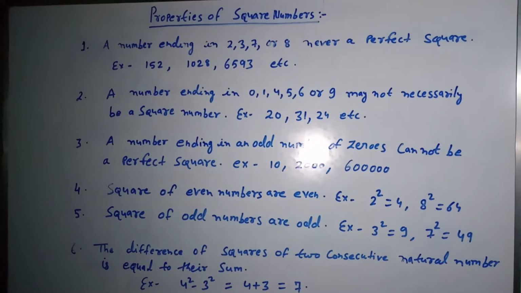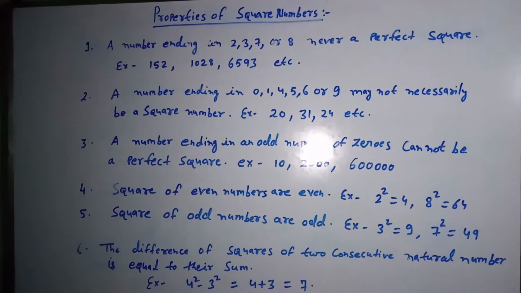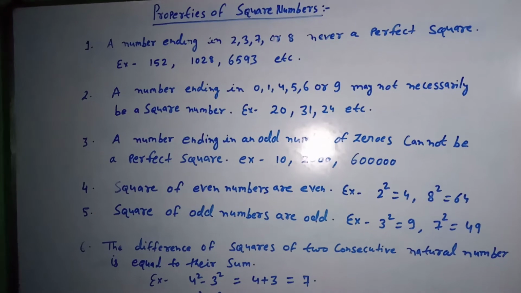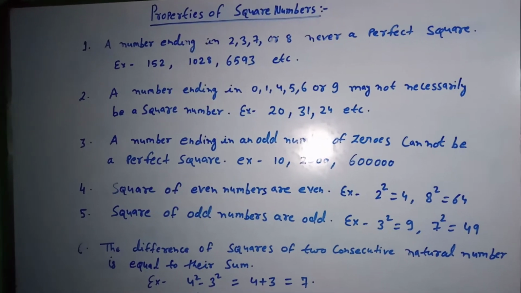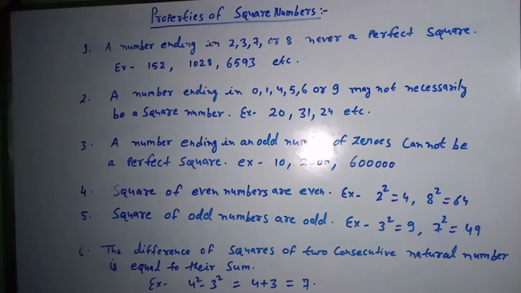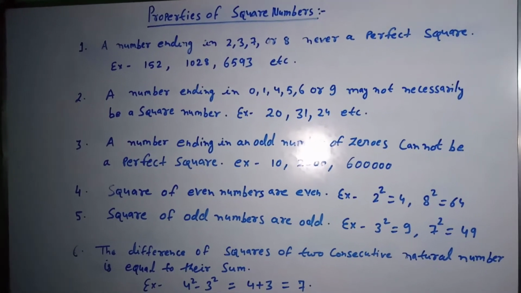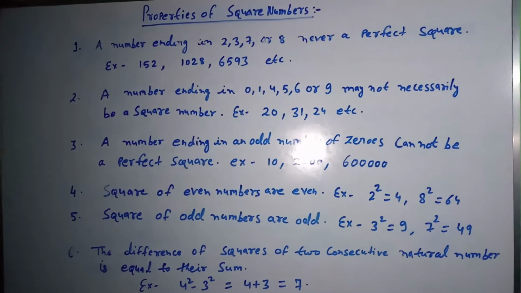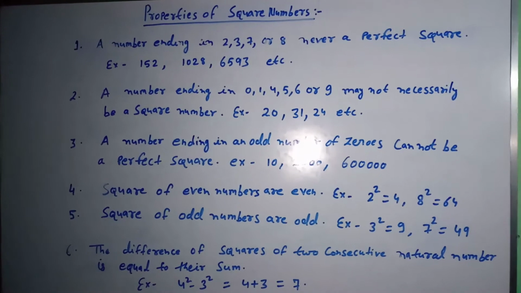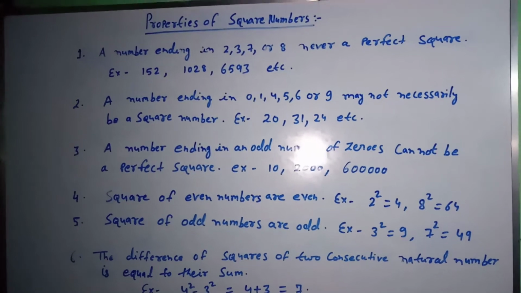Second property, a number ending in 0, 1, 4, 5, 6 or 9 may not necessarily be a square number. It means that if we see only the unit digit 0, 1, 4, 5, 6 or 9, it may not be a square number. For example, 20, 31, 24. These are numbers in which the unit digit is 0, 1 and 4, but they are not perfect squares.